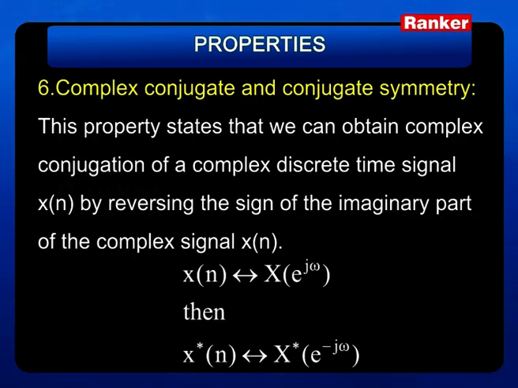Next property, complex conjugate and conjugate symmetry. What does this property say? This property states that we can obtain the complex conjugation of a complex discrete time signal x of n by reversing the sign of the imaginary part of the complex signal x of n. That means if x of n has a DTFT of X of e to the power of j omega, then x star of n, the complex conjugate, will be X star of e to the power of minus j omega. That means reversing the sign of the imaginary part of the complex signal, that is what we are saying.